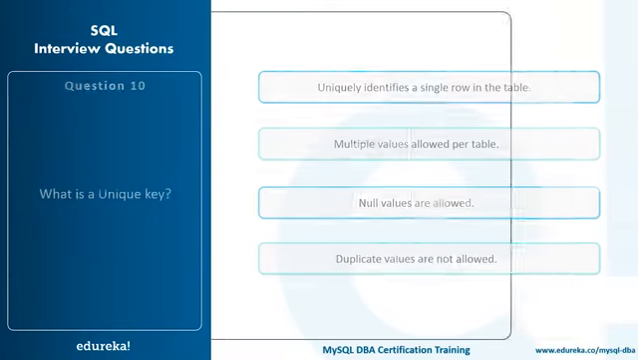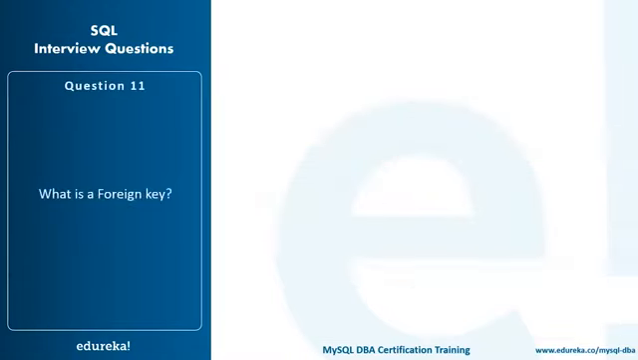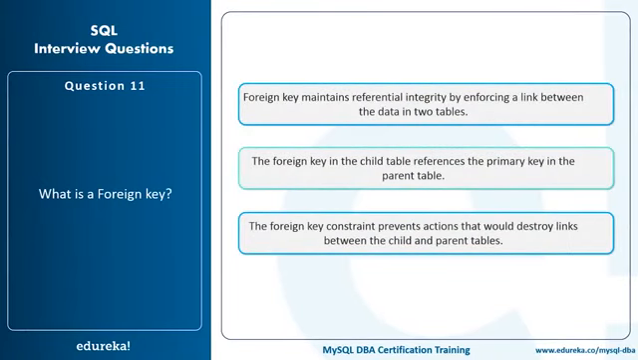All right. Now moving forward to our next question, that is, what is a foreign key? A foreign key maintains referential integrity by enforcing a link between the data in two tables. The foreign key in the child table references the primary key in the parent table, and the foreign key constraint prevents actions that would destroy the links between the child and the parent table. So if you have a database with around 10 tables, and you want to maintain relations between all these tables, then you need to use the primary key foreign key concept so that you identify the relation between these tables with the help of the foreign key.